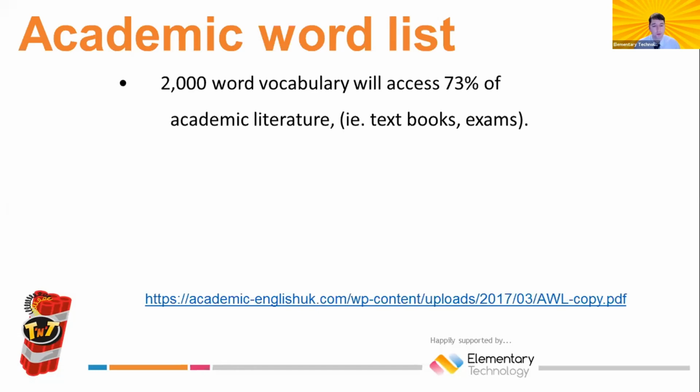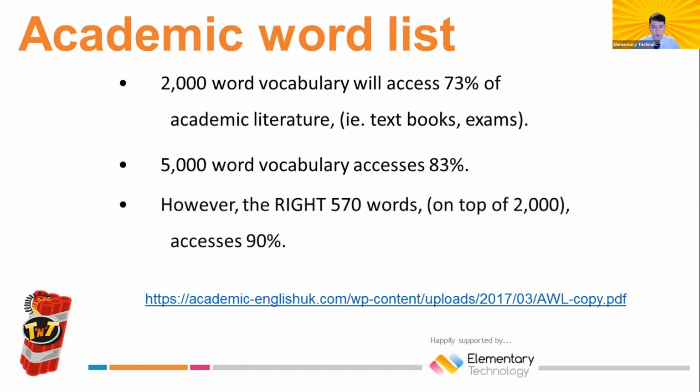Now if your vocabulary continued to grow up to 5,000, on average of how people learn and the words that they tend to pick up first, those extra 3,000 words only actually add another 10%. So then they got thinking about, well, what are the words? And they did this massive project, and they listed 570 words in the end. And they said, if you knew those on top of the basic 2,000, suddenly you're accessing 90%.